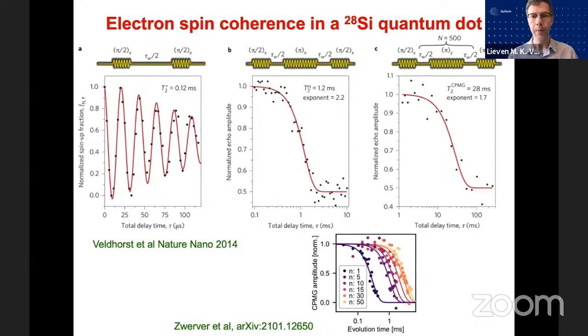And in this way, you know, you go from a 1.2 milliseconds single pulse experiment, that's called the Hahn echo experiment, you can go in this case to 28 milliseconds. Here you see data where the number of pulses is increased, and this is now on a semi-log scale, and the coherence gets extended as you add more and more of these decoupling pulses.